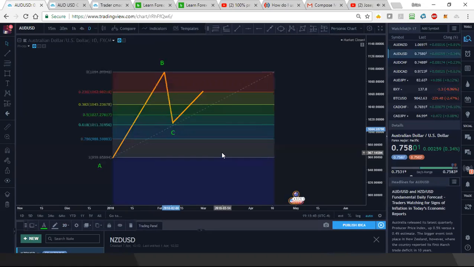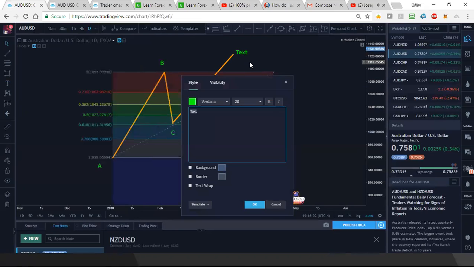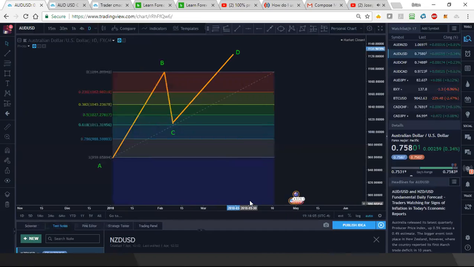And now you have your C point. And now your D point is really going to determine if this is a true ABCD pattern, right? If price passes up your B point, we now have a true ABCD pattern. It's official. We have a true ABCD pattern, and you can hop in for a sell because we started off with a swing high, and usually with a swing high, your ABCD pattern completion is going to give you a sell opportunity, right?